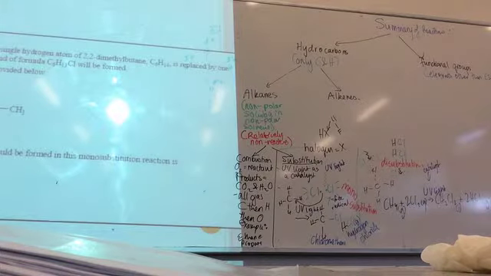Okay, an example of a VCAR question is this. They tell you a whole lot of unimportant stuff, and then they say the number of different compounds that could be formed in this monosubstitution reaction is what? And what I want you to do is think about it and write down an option.